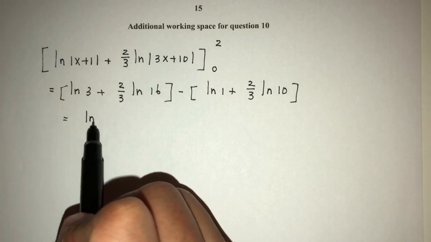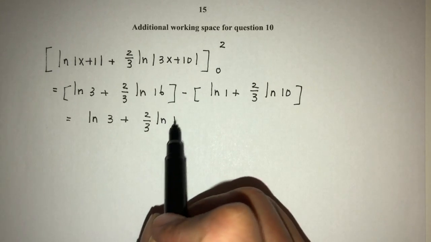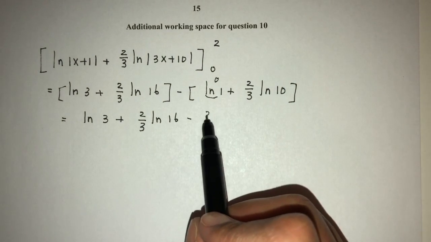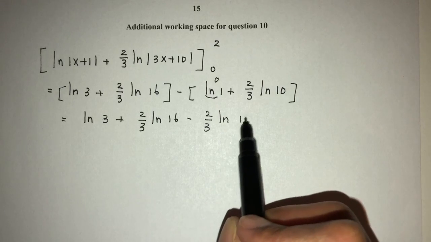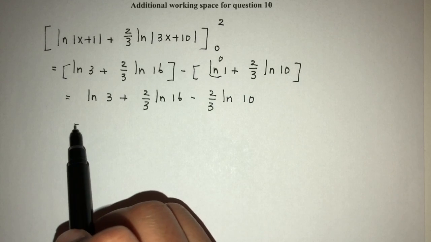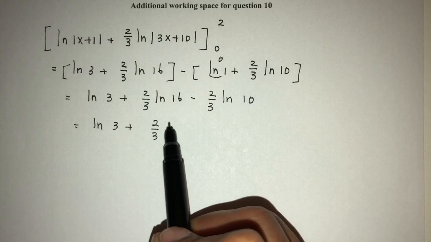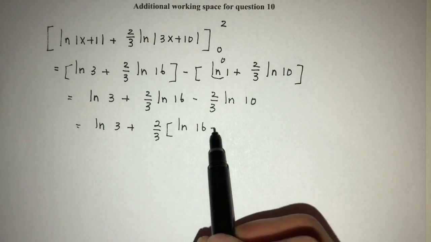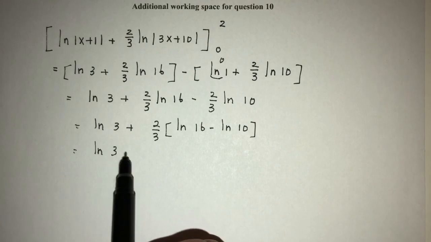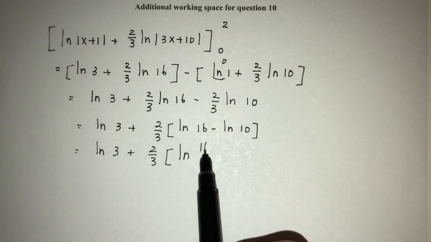So that will be ln 3 plus 2/3 ln 16 minus, this is 0, so this will become minus 2/3 ln 10. Now we can simplify a little bit. You'll see what happens. So we have ln 3 here. If you factorize 2/3 here, you will have ln 16 minus ln 10, which will become ln 3 plus 2/3, combining them, ln of 16 divided by 10.